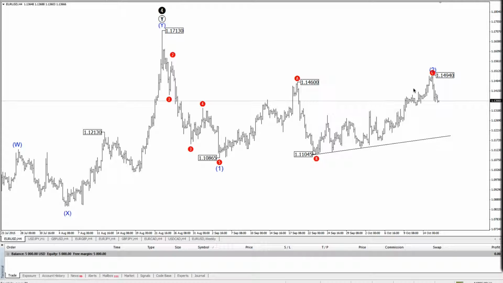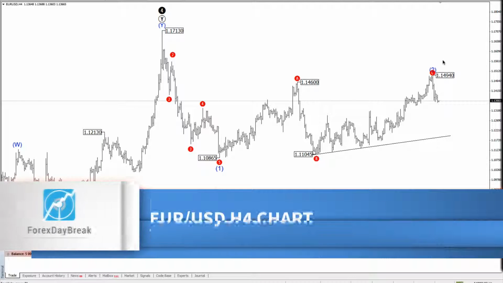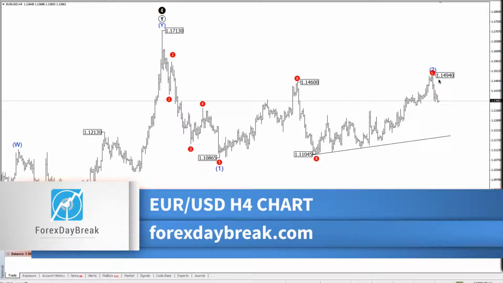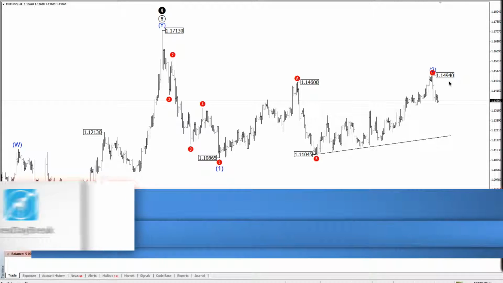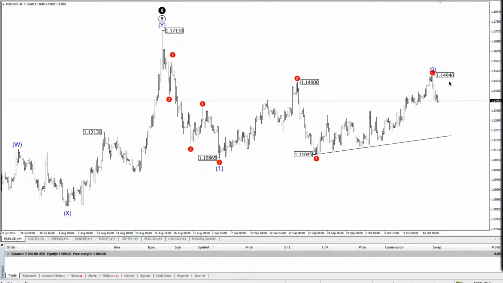Okay, let's start with Euro USD. So yesterday we got a pretty nice decline from the high of 114.94, and in my opinion and in my wave count, this is the start of the next larger impulsive wave down, and this opens up a very good trading opportunity, and I think we are going to trade this pair a lot to the downside for the coming weeks.